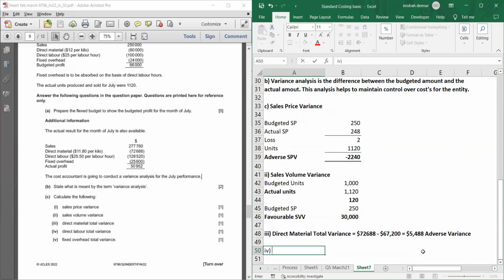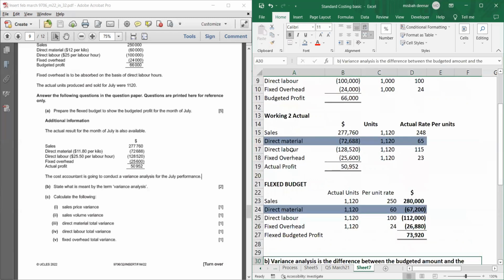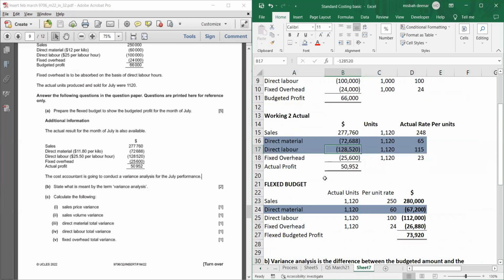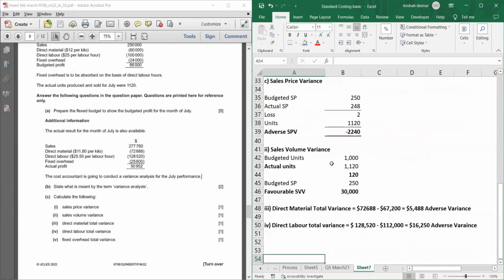Then part 4, direct labor total variance. For this, we would subtract the total cost. The actual labor cost was 128,520 and the flex cost was 112,000, and we end up with an adverse variance of 16,520. So going back to here, the actual labor cost was 128,520 and the flexed was 112,000. So we have calculated the direct labor total variance.